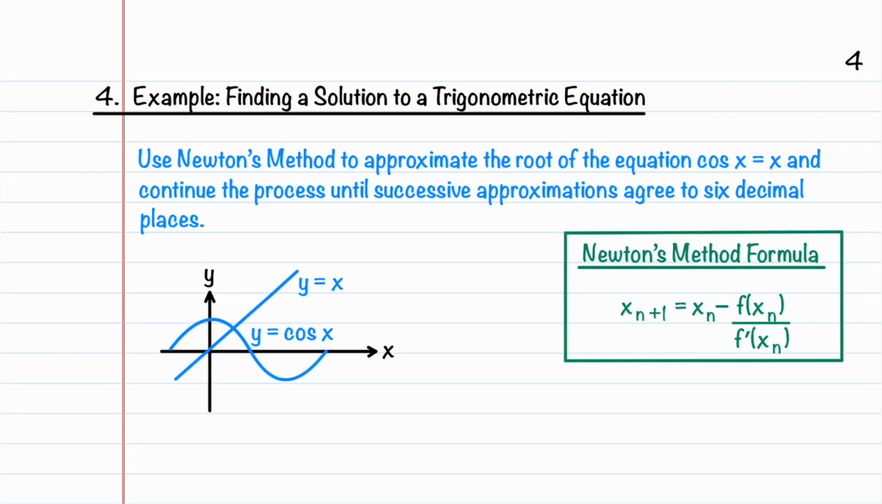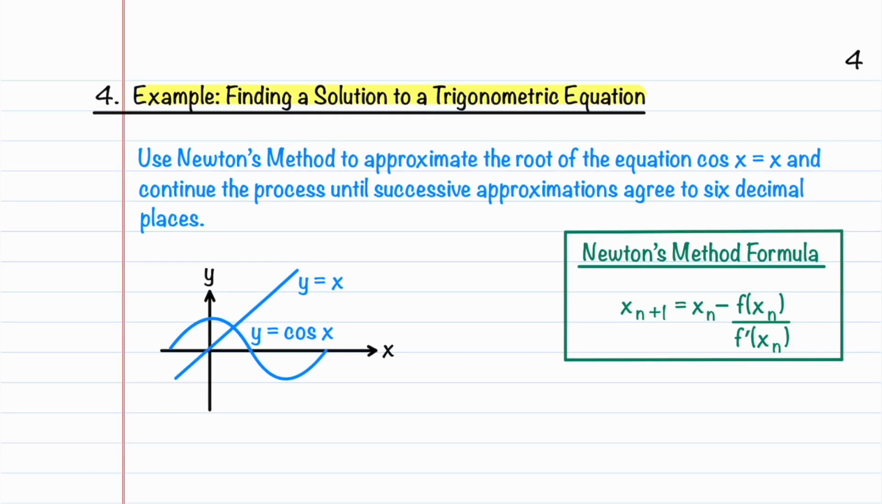We're going to walk through an example where we use Newton's method to find a solution to a trigonometric equation. We're going to use Newton's method to approximate the root of the equation cosine x is equal to x, and then we're going to continue the process until successive approximations agree to 6 decimal places. I've graphed cosine x and x down here so that you can see what the solution looks like. The solution to cosine x is equal to x is where these two graphs intersect, and that's right there.